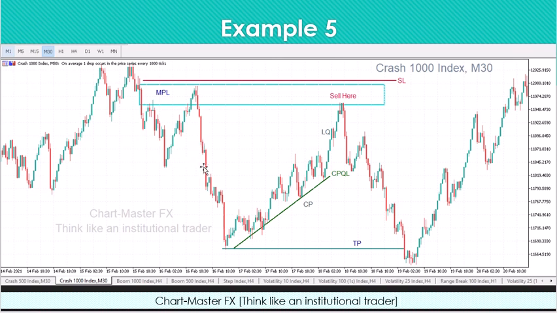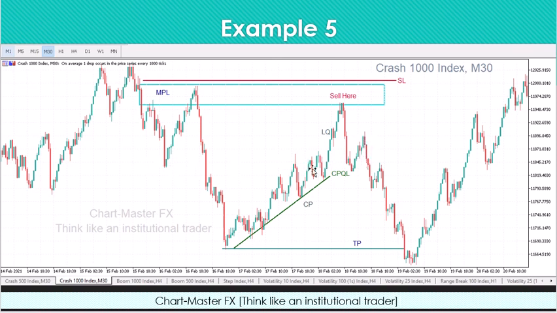Because as the price was dropping, in theory we expect that this demand was supposed to hold the price, and maybe the price should go up, but it failed to. So what happened is that when the price is coming back to this demand, the price is held by this demand, and the price drops. So this is how some flippy zones work, guys.